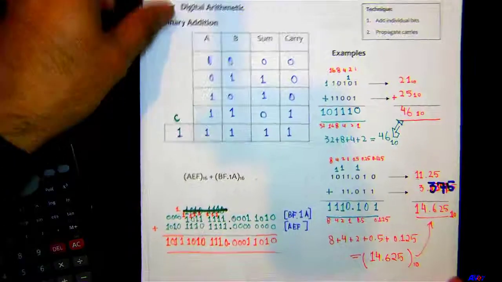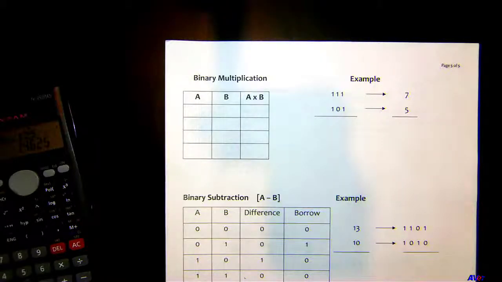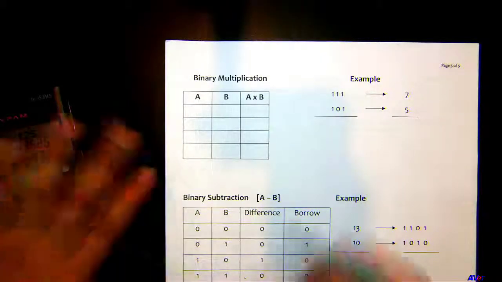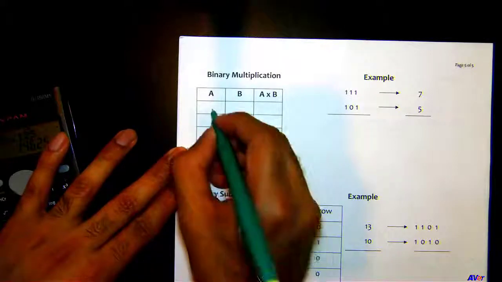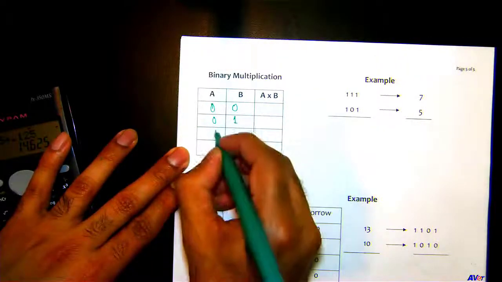We have 8 minutes more. Any questions so far about what we have covered? Shall we move to the next example? Okay. Multiplication is probably the easiest among all the other operations. So again, for 2 bits, 4 possible combinations.